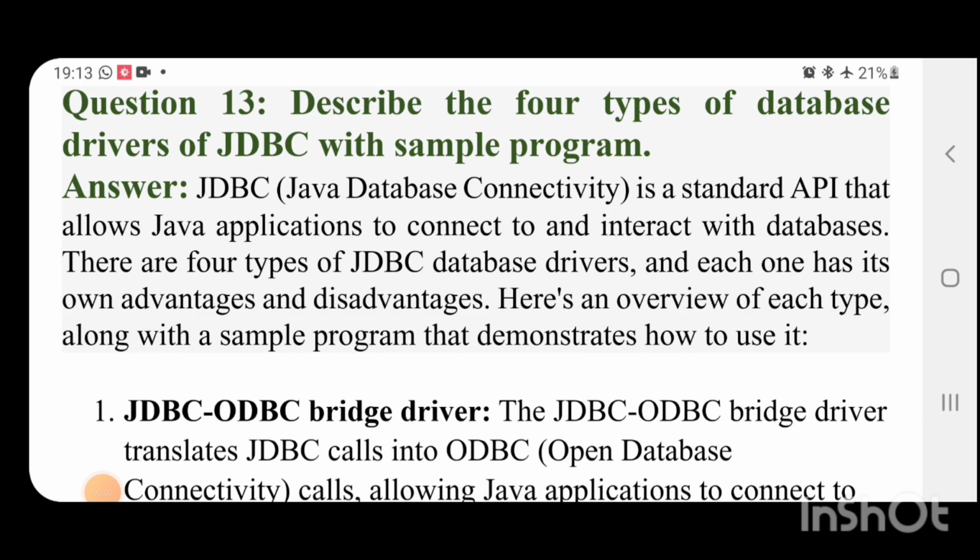Okay, so next question is: describe the 4 types of database drivers of JDBC. First of all, what is JDBC? JDBC is Java database connectivity. It is required because whenever the API will interact or connect with the database, at that time JDBC is required. Okay, there are 4 types of JDBC database drivers, and each one has its own advantage.